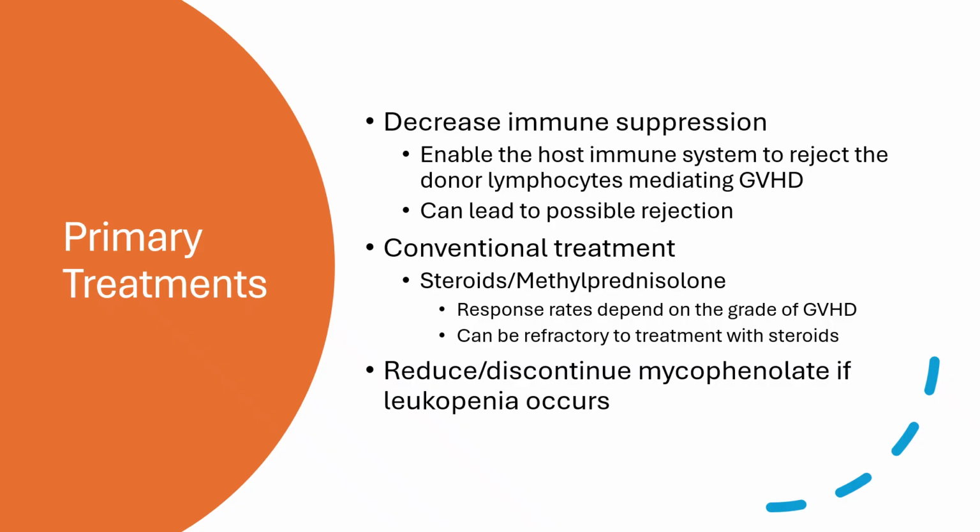There can also be a reduction in mycophenolate if leukopenia occurs. We have tried other immune suppression medications to help deplete donor T cells or block T cell activation. Again, patients are at most risk for life-threatening events related to profound immune suppression. So it's really important that we're keeping a very close eye on their white blood cell counts during this vulnerable time.